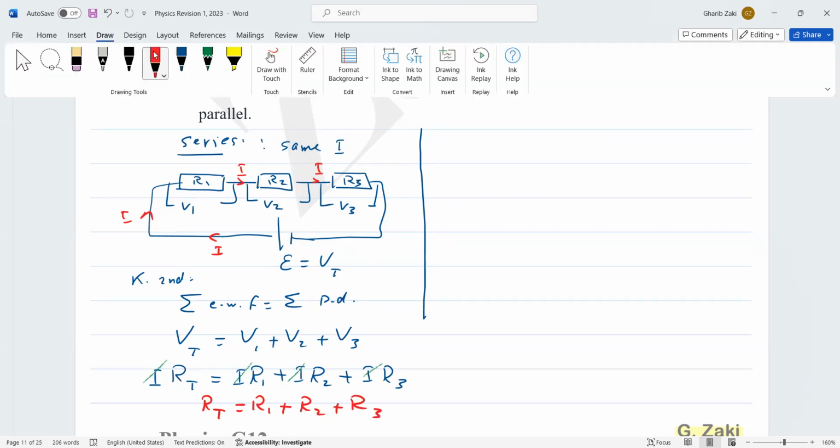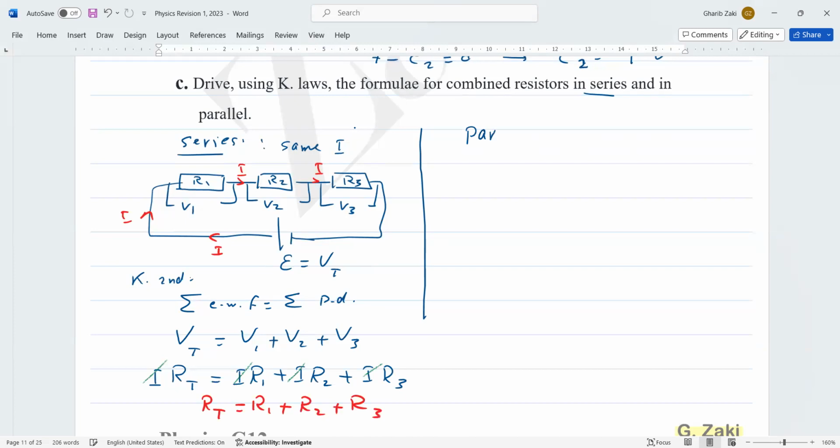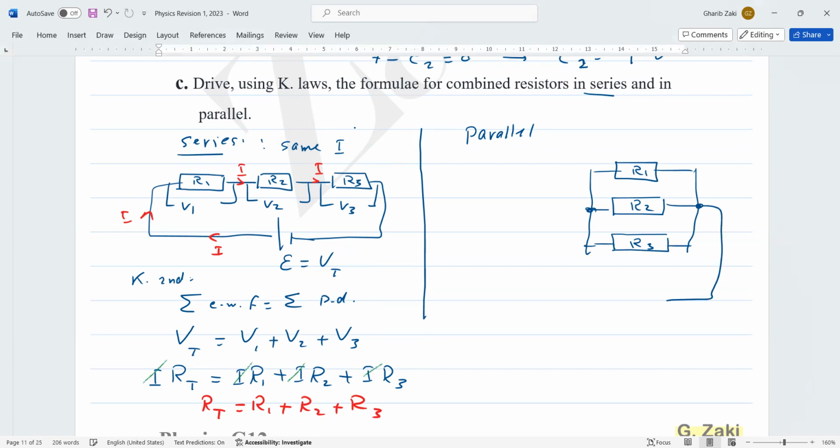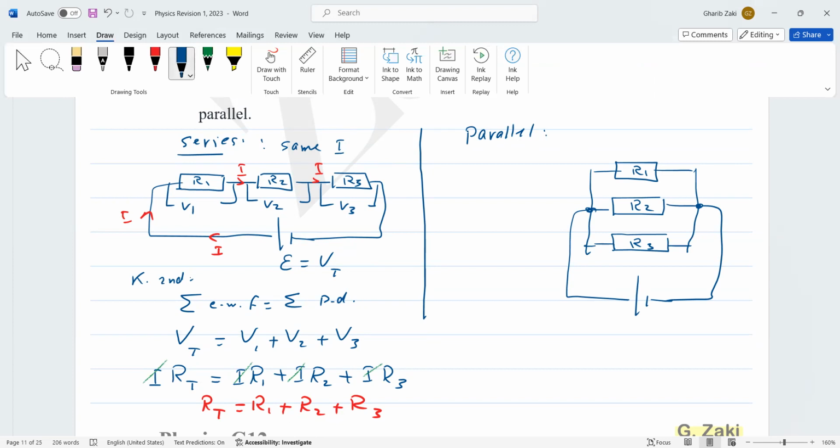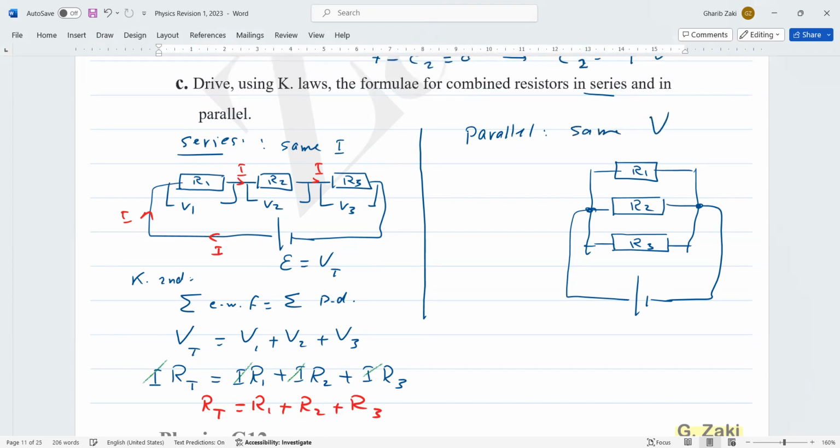Now, the second part, resistors in parallel. We draw resistors in parallel. This is R1 and this is R2, R3. They are connected in parallel. Okay. So this is connection. This is the junction. Connected to the power supply. Yeah. In parallel, the voltage is the same. So it is the same voltage, the same potential difference.